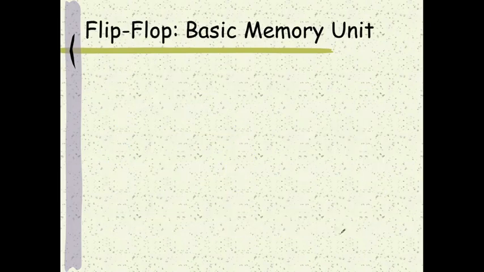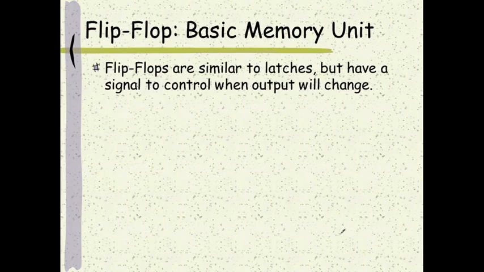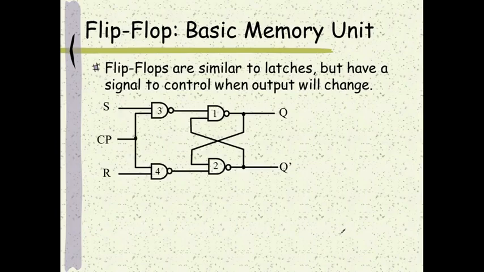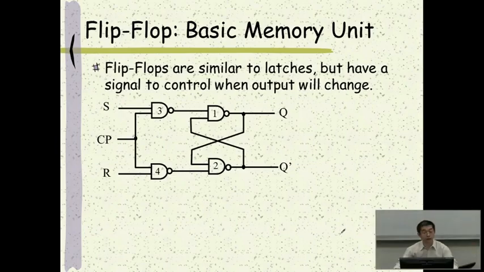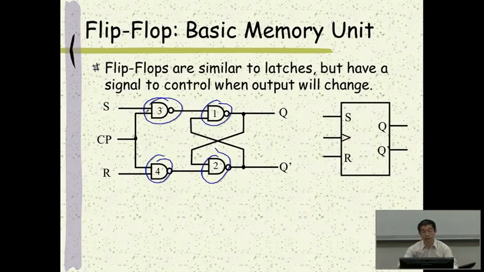So the flip-flop is a solution to solve this problem. It is very similar to a latch, but it has a signal to control when the output can change. So this is the RS flip-flop implemented using 4 NAND gates. We're not going to go through details about how this one is implemented. We'll just show you the logical diagram for the RS flip-flop.